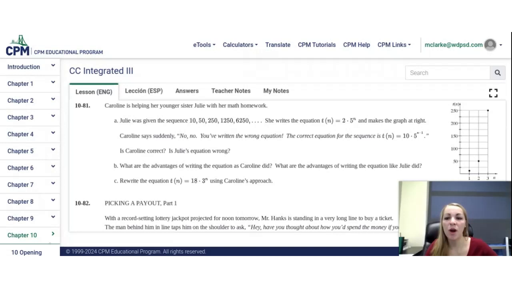Okay, so the first problem we're dealing with is number 81, and it says Caroline is helping her younger sister Julie with her math homework. What I want you to do is pause this video and take about 5 or 6 minutes to try it in your teams.